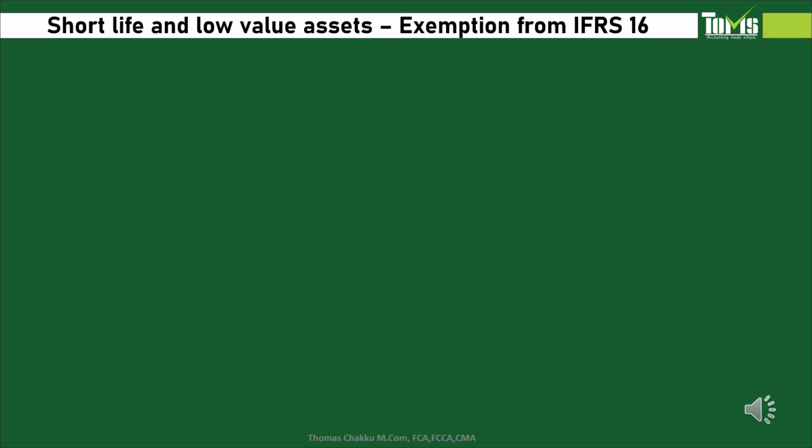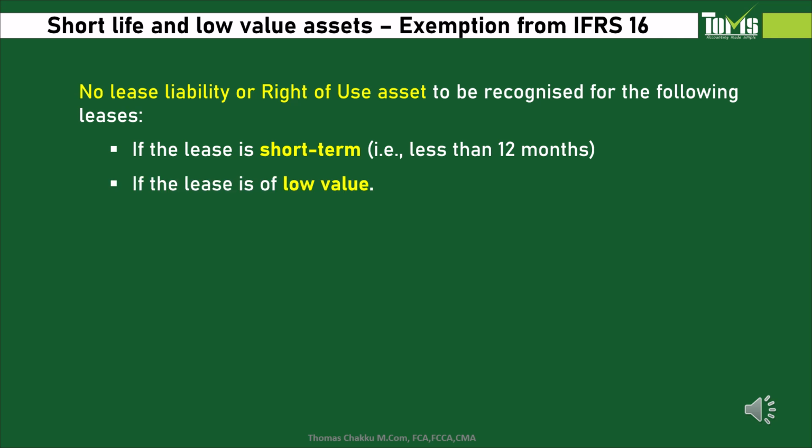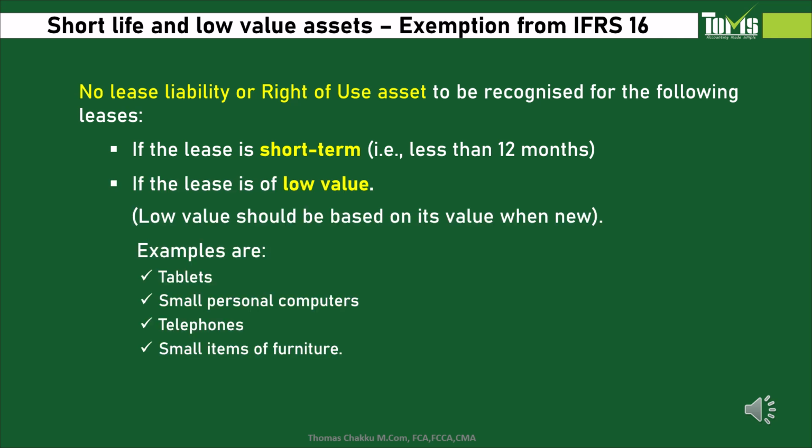IFRS 16 offers 2 optional exemptions from recognition of right-of-use assets and lease liabilities. First, if the lease is short-term, that is, less than 12 months. Second, if the lease is of low value, such as personal computers or small items of office furniture or telephones.